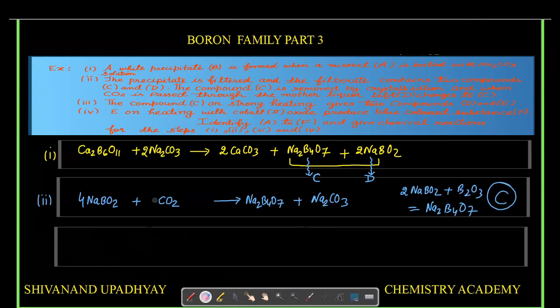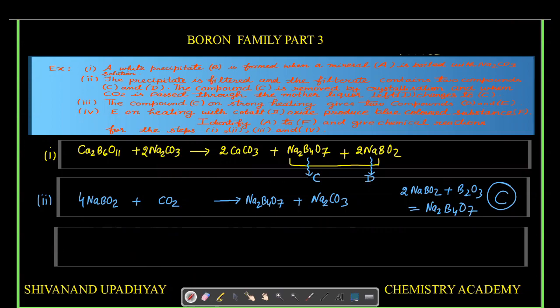Second reaction is carbon dioxide. So 4 times NaBO2 plus CO2 will form Na2B4O7. So 10 here and 10 here. I think this is the balanced reaction, but you understand the logic, right? What is the logic we are discussing is important here. So this is the second reaction.